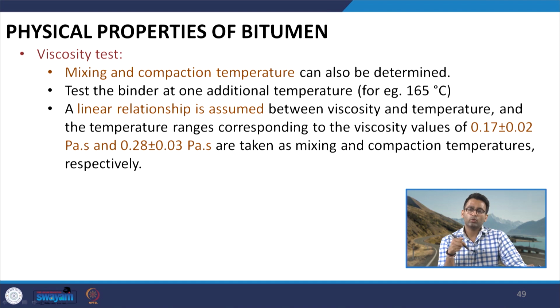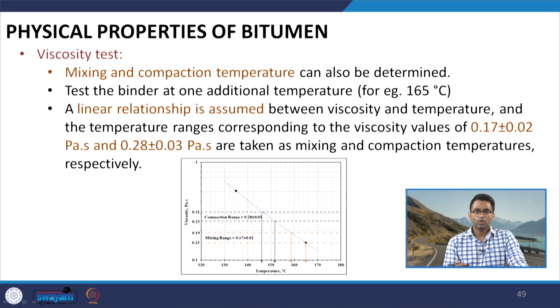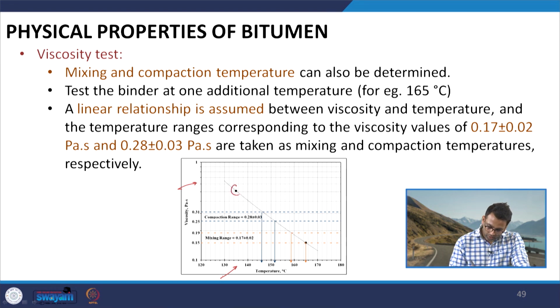So, here what we have to do in the rotational viscometer, in addition to doing the test at 135 degrees Celsius, is to do the test at one additional temperature, let us say 160 or 165 degrees Celsius, and then plot the relationship between viscosity and temperature. If we plot it on a semi-log graph where the y axis is the log of viscosity and the x axis is temperature in the arithmetic scale, we are doing the test at two different temperatures and we join these points using a straight line.